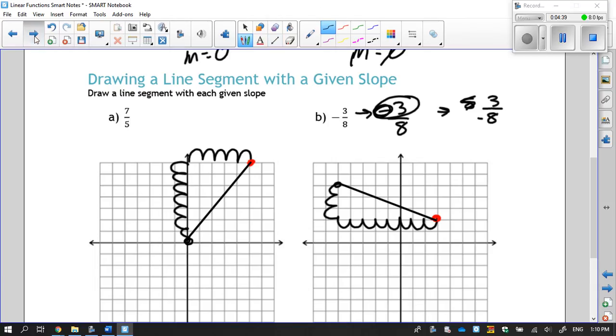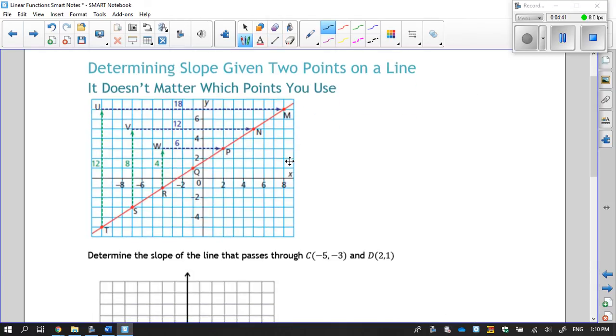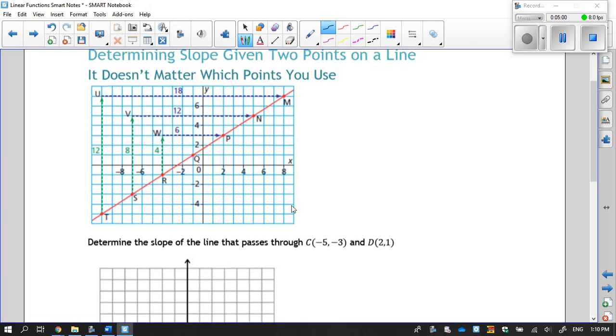Okay, next part. Determining slope given 2 points on a line. It doesn't matter what points you use, and I think I already iterated that a few times. You can use any point on here because they all create right-angled triangles. So it's like using that polygon property that similar polygons will create the same angles. It's kind of the same idea with slope.